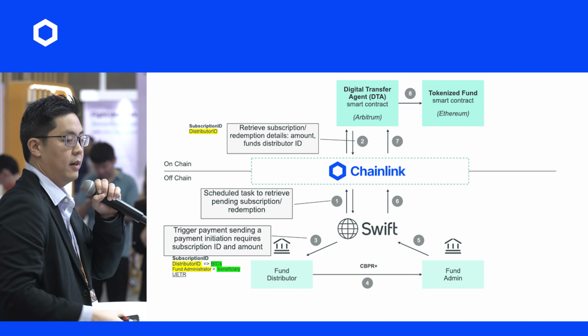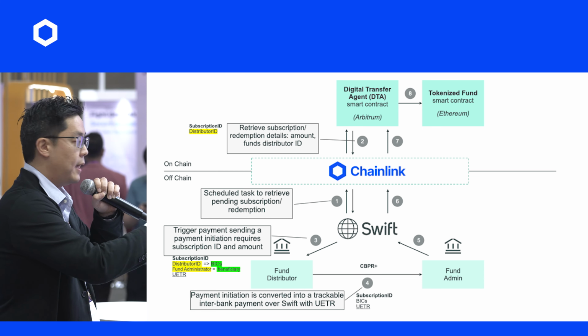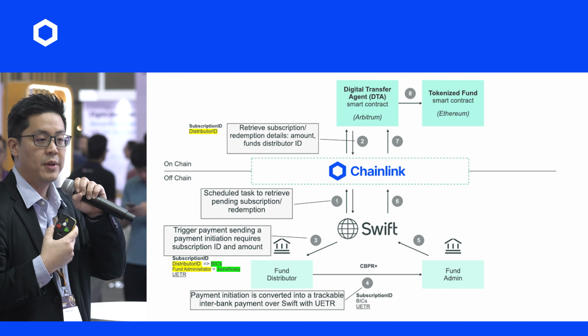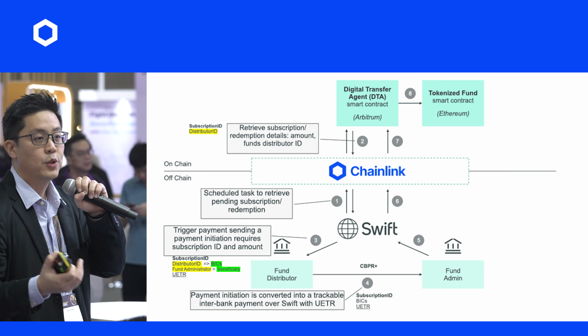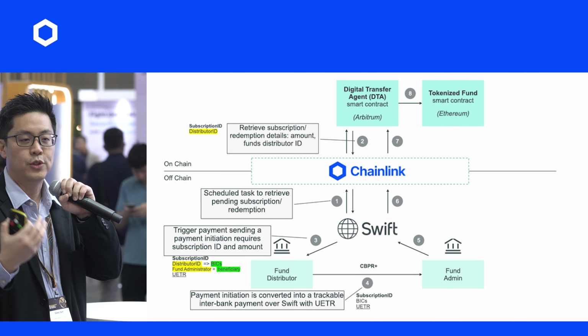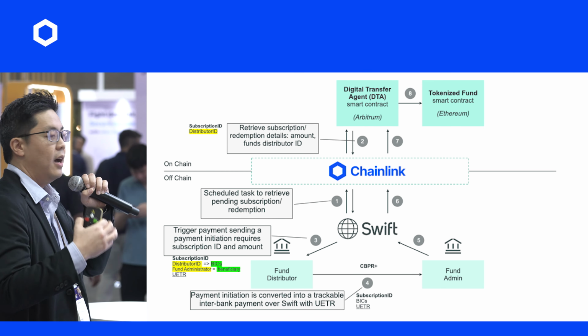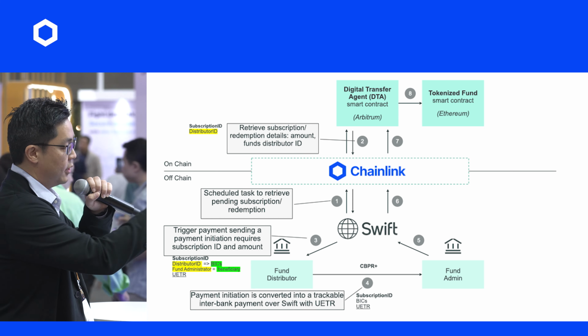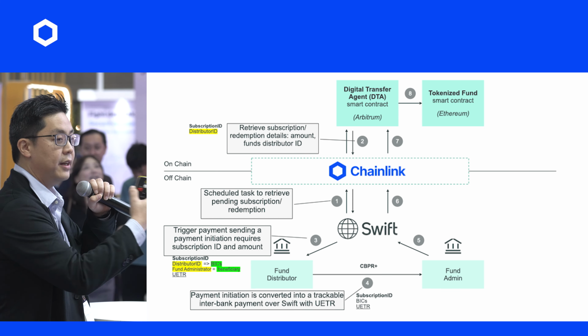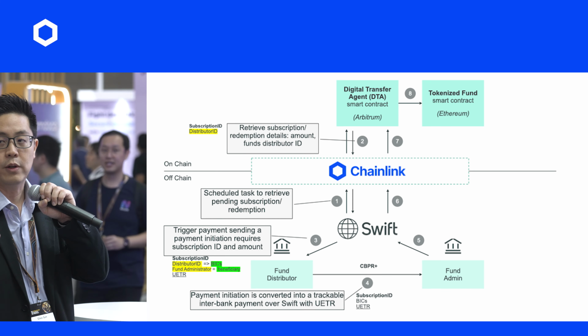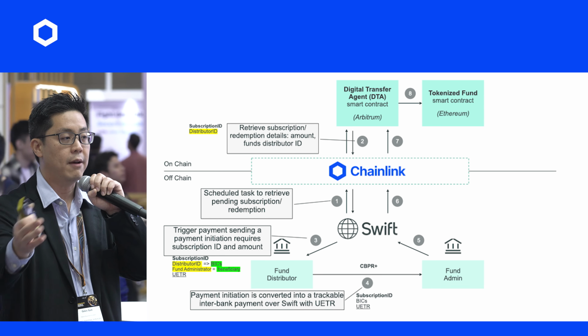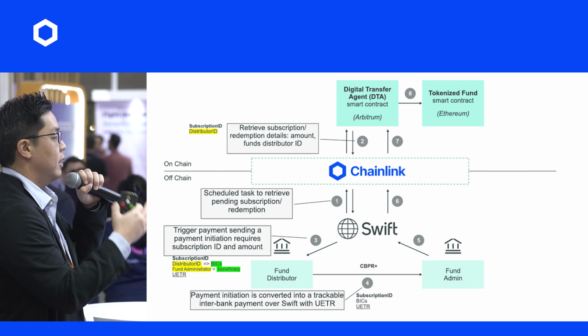With this, the fund distributor receives that and initiates a payment. This will be a pacs.008. It will have the BICs, the subscription ID, and the UETR. And this goes over CBPR Plus, which is the cross-border service that we have over Swift.